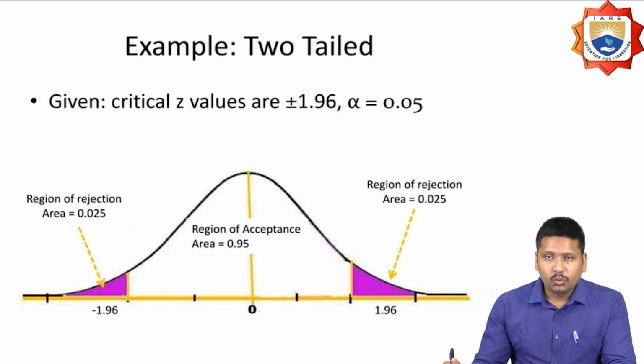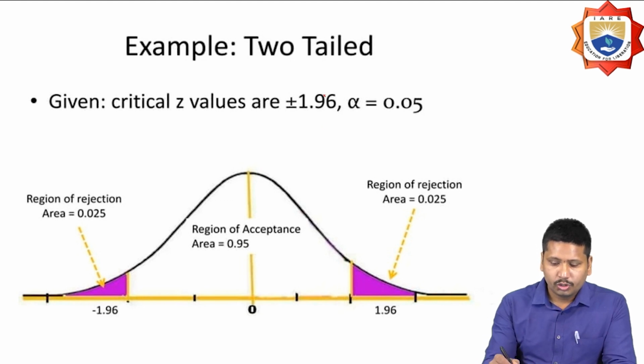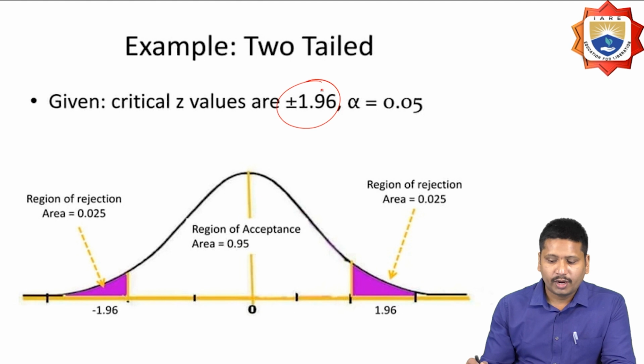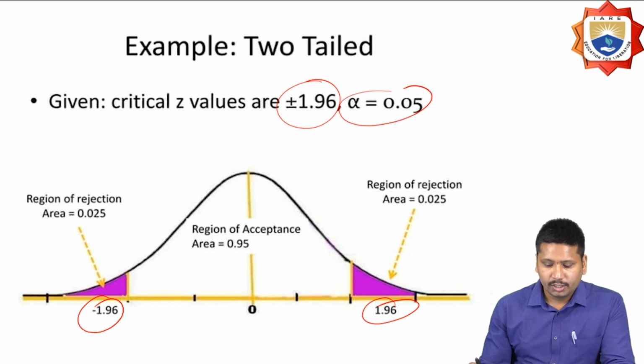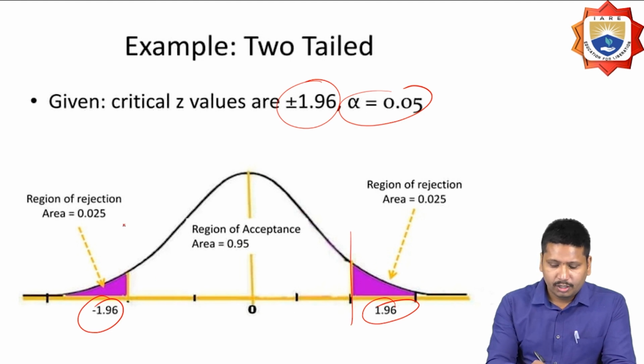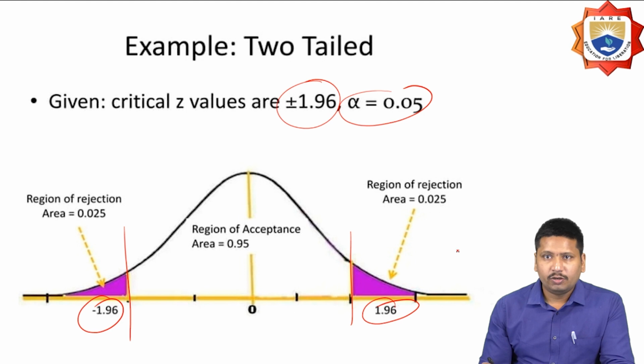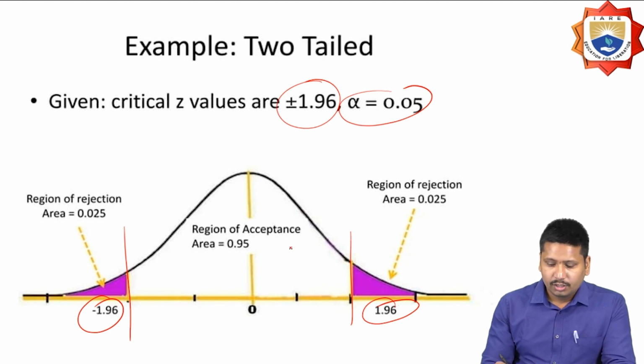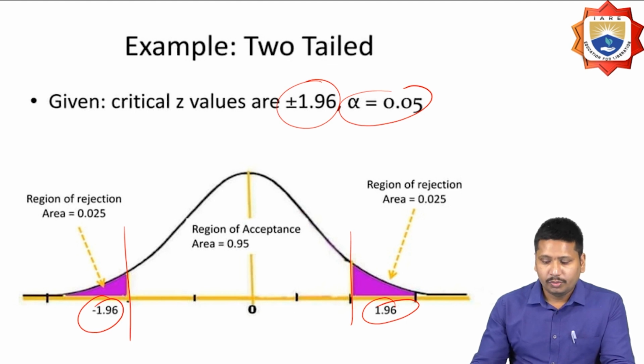When it comes to the two-tailed test, here I'm going to consider the plus and minus z values, 1.96 and minus 1.96, and the alpha value is this one. So the regions at the ends are the region of rejection, and in between should be the region of acceptance. This is the two-tailed test, where you consider the two limits.